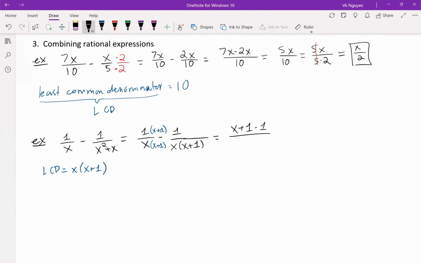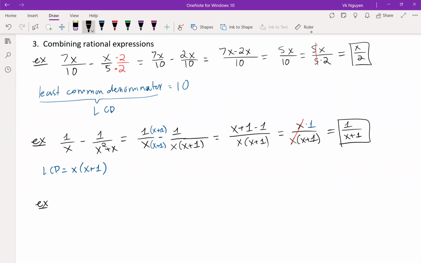The bottom is the LCD, it's the least common denominator. x times x plus 1. I do not suggest that you distribute the x, because sometimes you can cancel the common factor. Keep the x. Plus 1 minus 1 is gone. So we have x over x times x plus 1. And x here is the same as x times 1. So ta-da! You see we have common factor x. Cancel it out. And we have 1 over x plus 1.